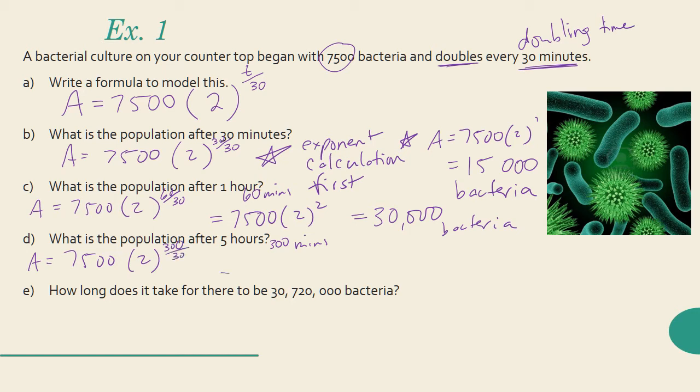Do your exponent calculation first. 300 divided by 30 gives you 10. So 7,500 and then 2 to the power of 10. Enter it just like you see it, brackets and all. And we should get 7,680,000 bacteria.